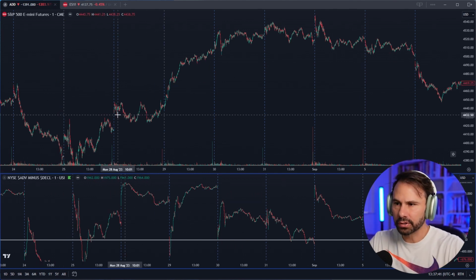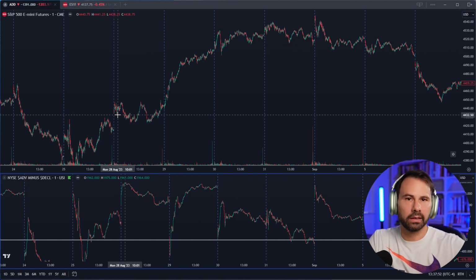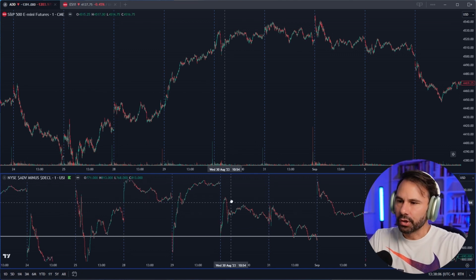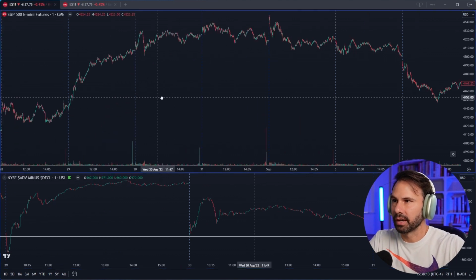Remember, futures are a derivative of a basket of stocks being traded in New York, in the NYSE, in the Nasdaq, etc. In this case, the S&P, the one that we trade, is the 500 largest stocks being traded in the US. I want to show you this first example, which shows us the divergence.